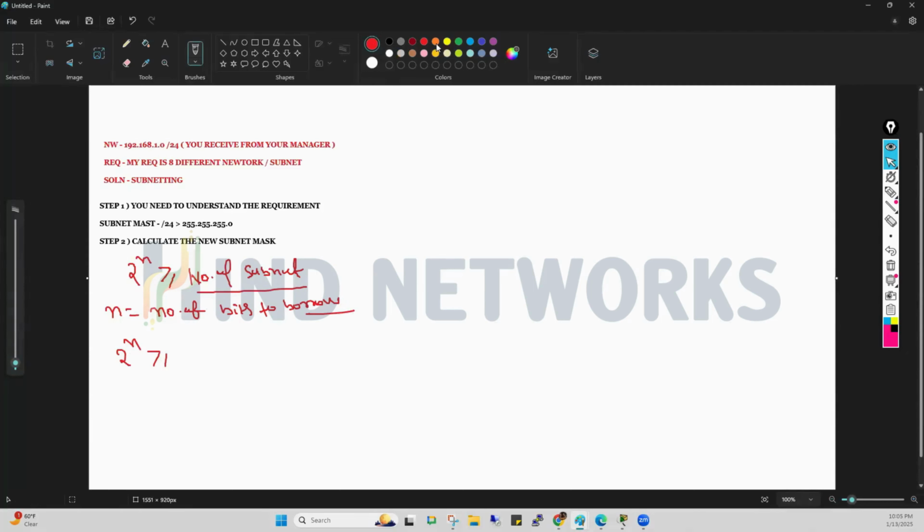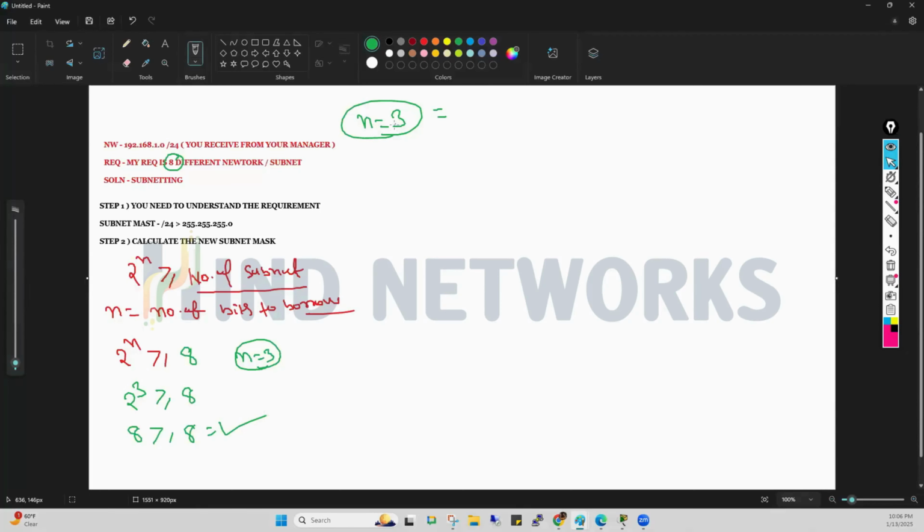How many subnets do you require? Your requirement is 8 subnets. So the value is 8. Now put the value of n here and satisfy this equation. When I put n equal to 3, will it satisfy? 2 to the power 3 is 8, which is less than or equal to 8. That is satisfied. It means here n is equal to 3.